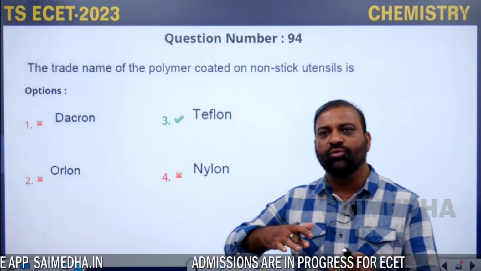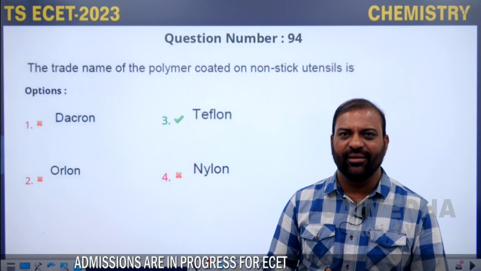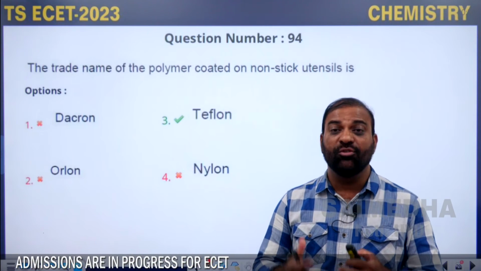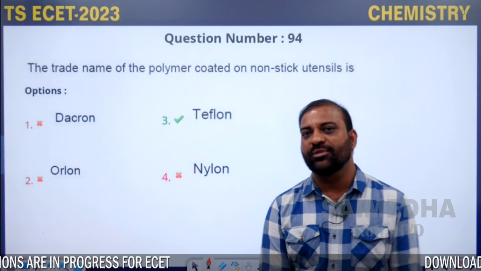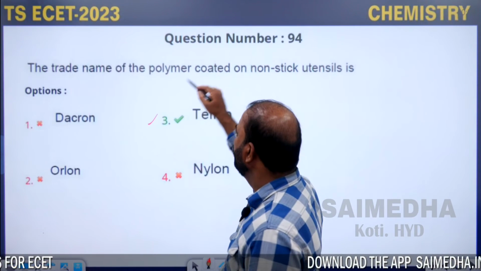Coated with the Teflon, non-sticky. When you are cooking, when you are making dosas, everything here, the bottom should be non-sticky. In that case, the bottoms are coated with the Teflon. So clearly, non-sticky utensils here will provide what?